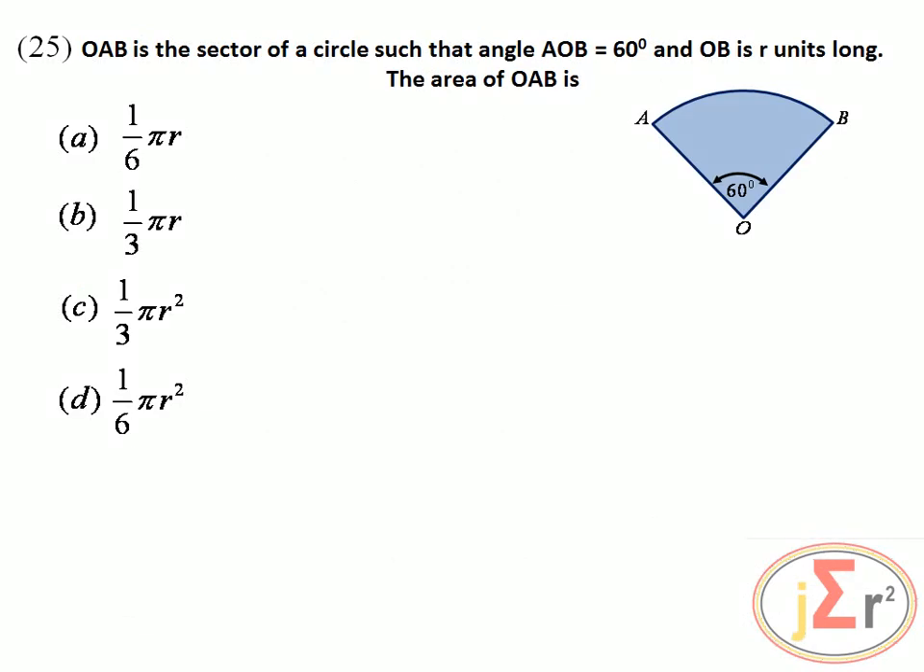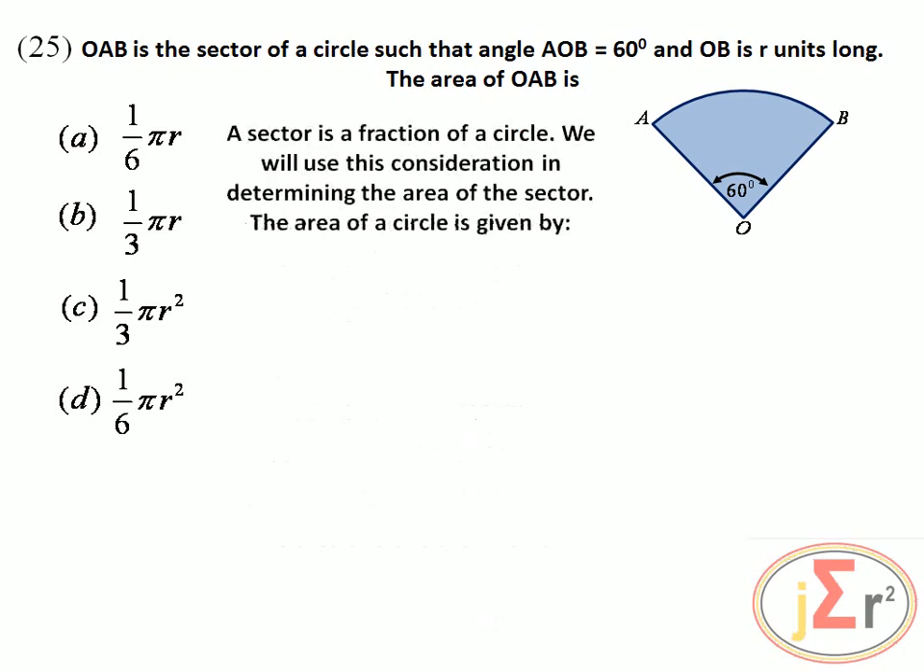OAB is the sector of a circle such that angle AOB is equal to 60 degrees and OB is R units long. We need to find the area of this sector. A sector is a fraction of a circle. We will use this consideration in determining the area of the sector.